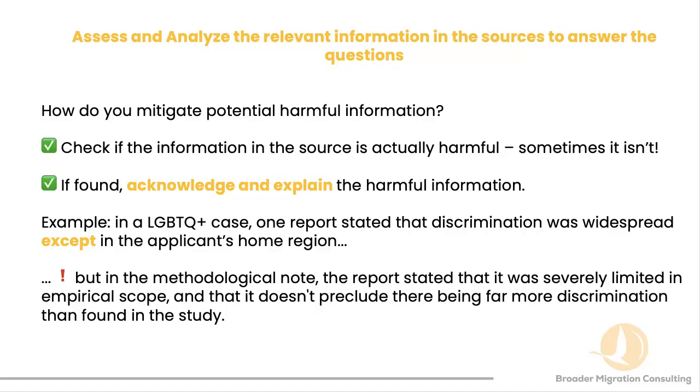But I read the whole report, and it had a methodological appendix, and within that appendix there were notes, and in one of those notes the report said that it was severely limited in scope, and that it doesn't preclude there being far more discrimination than found in the study, right? So it didn't actually say there was no discrimination in the applicant's region. That would have been a real problem. Instead, it said the data was limited.